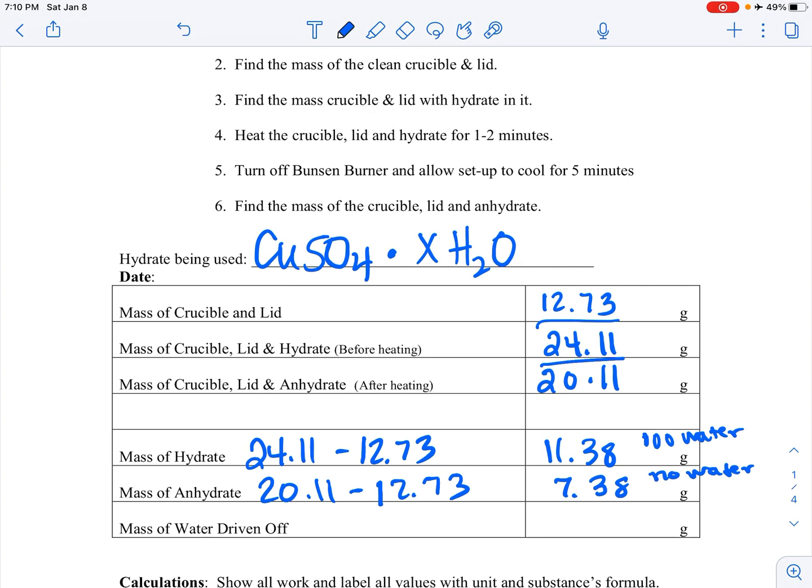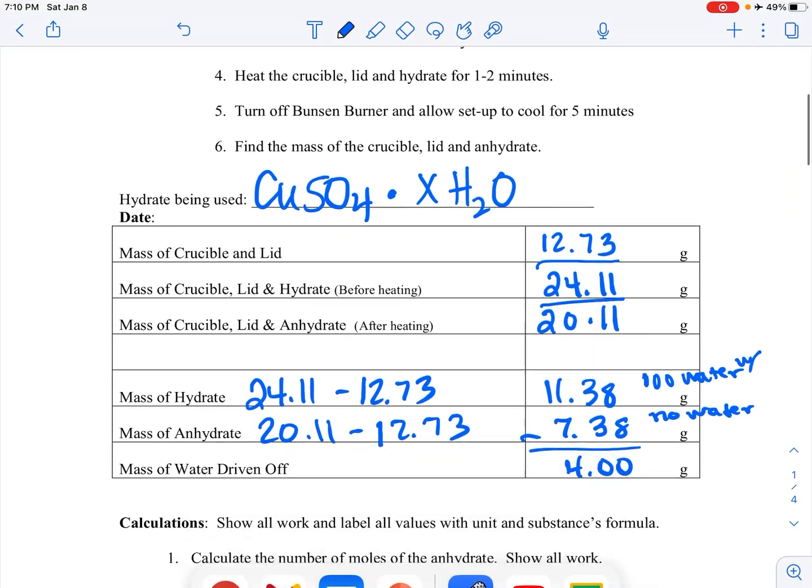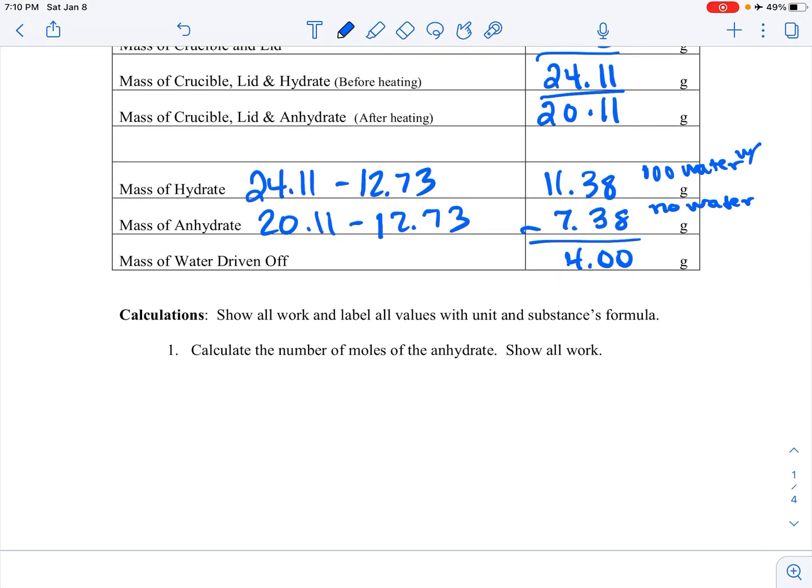So to figure out what the water was, this is like with water, we'll subtract these. So 11.38 minus 7.38 gives me 4, maintain your sig figs, 4 grams. Okay, so 4 grams of water was driven off. Okay, show all work and labels, etc.